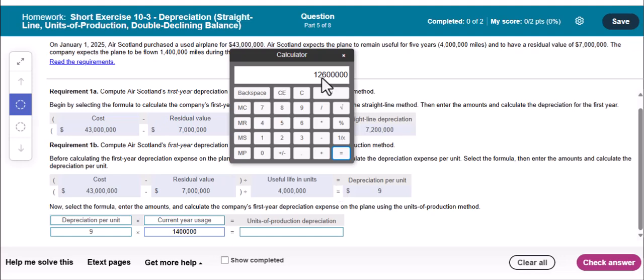And that is 12,600,000. Let's go ahead and enter that here and check our answer. Excellent.